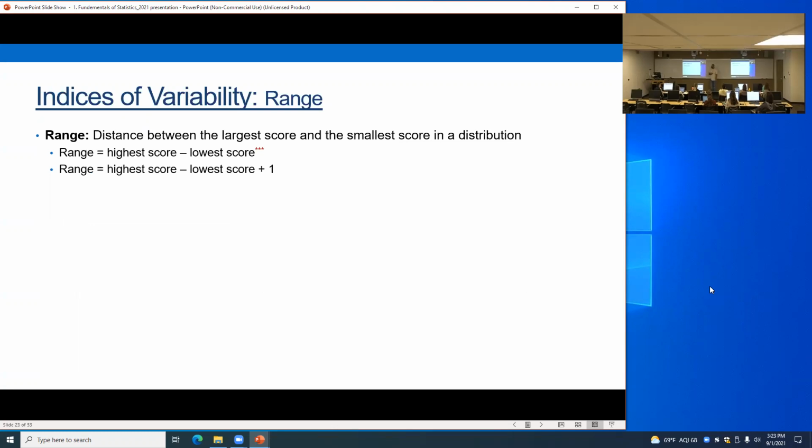All right. Indices of variability have a range, okay? Range is just the distance between the highest and the lowest score in the distribution. A couple ways we can calculate this. We can calculate it as the highest minus the lowest score. This is how SPSS is going to calculate things. You can also have the highest minus the lowest score plus one.